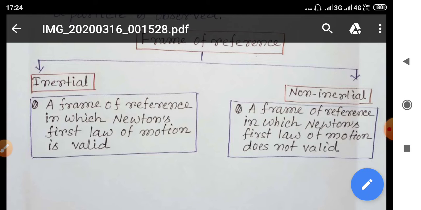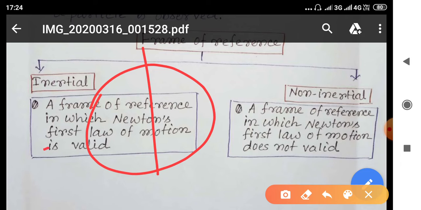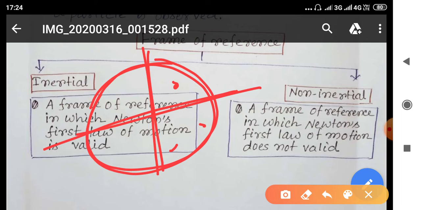So if the law is not universally valid, how does it become a law? It becomes a law because if we consider Earth as a frame of reference and we want to analyze the motion of the object with respect to the Earth, then it behaves like an inertial frame of reference, and all of Newton's laws are equally valid in this Earth frame of reference.